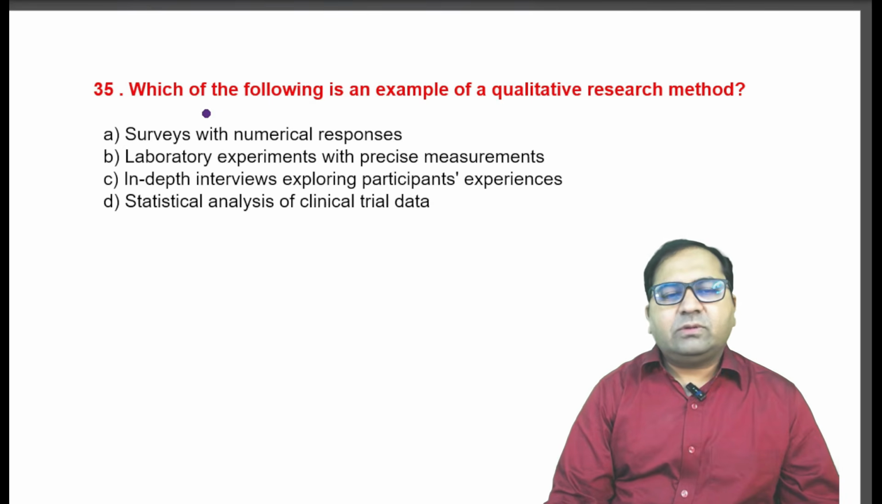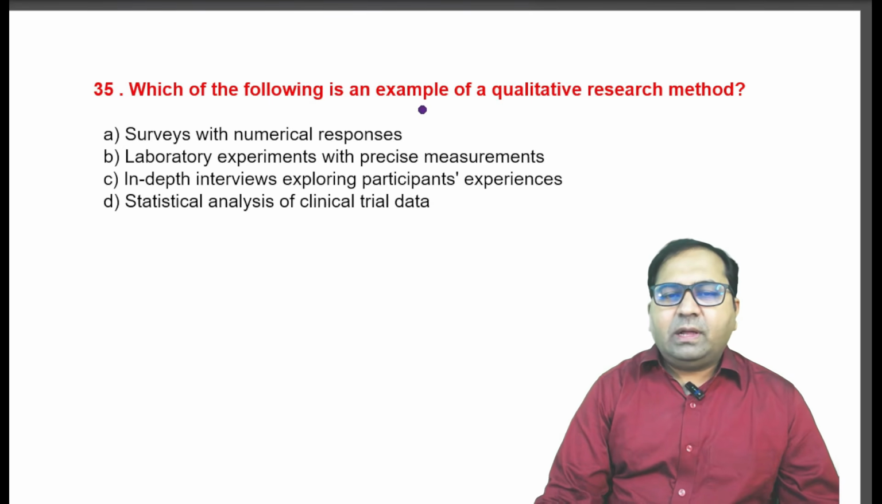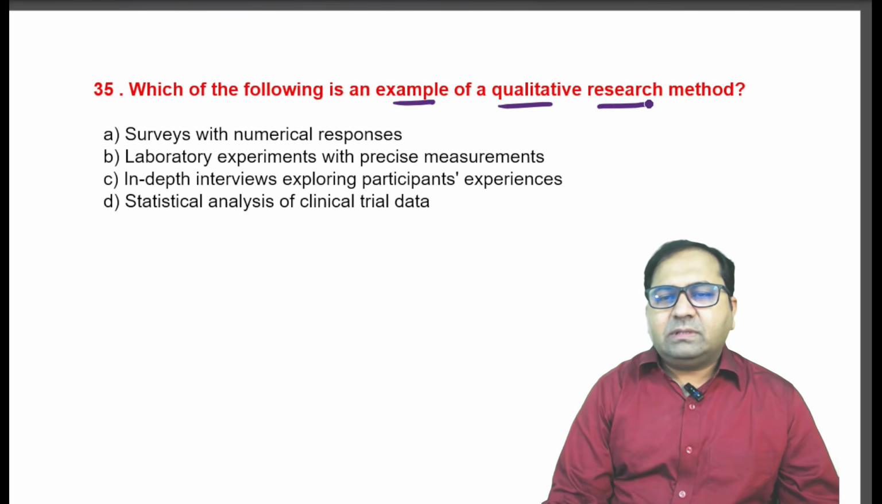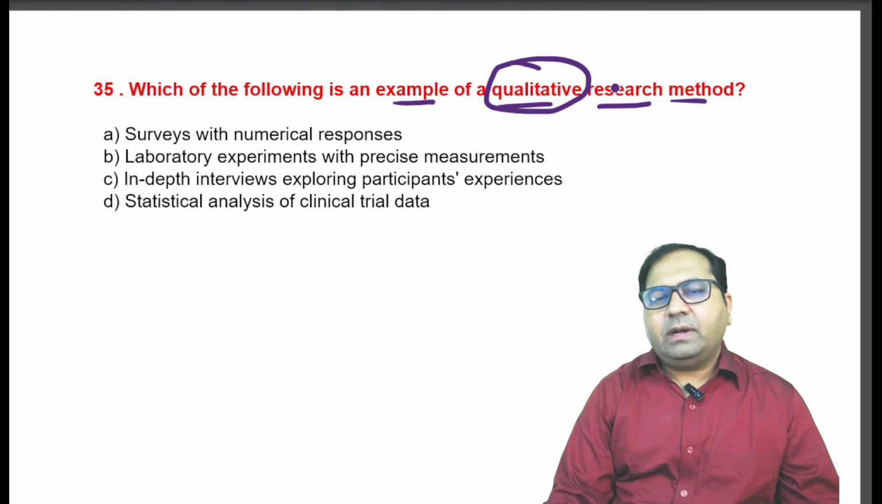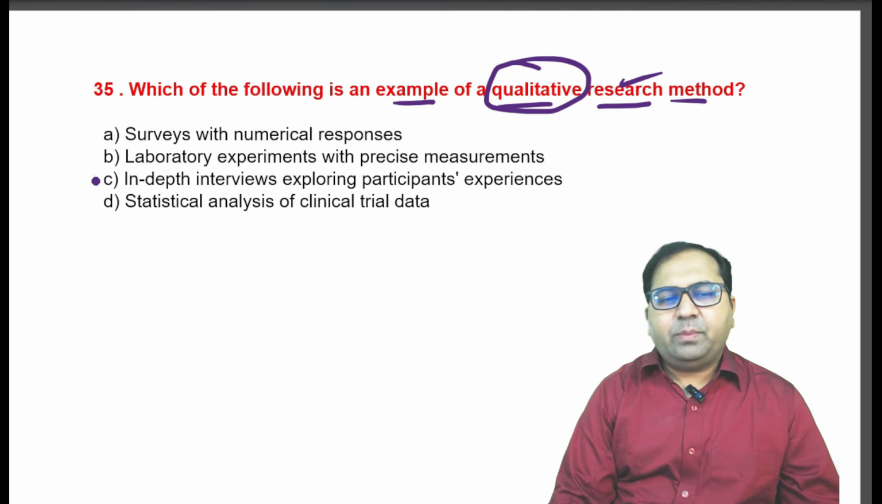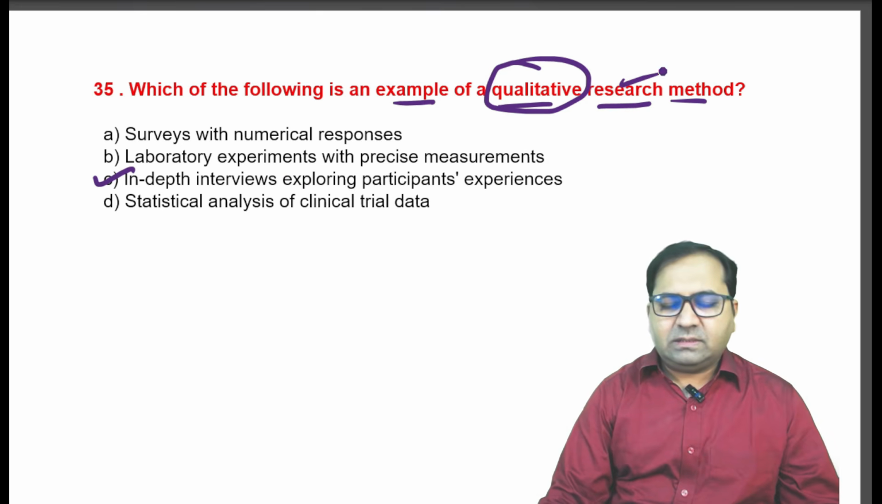Okay. Next question. Which of the following is an example of a qualitative research method? The options are A, surveys with numerical responses. B, laboratory experiments with precise measurements. C, in-depth interviews exploring the participants' experiences. Or D, statistical analysis of clinical trial data. So for a qualitative research method, what is important is in-depth interviews exploring the participants' experiences.